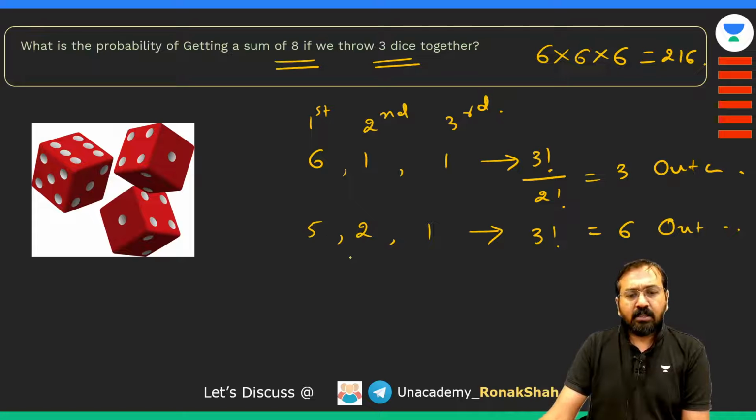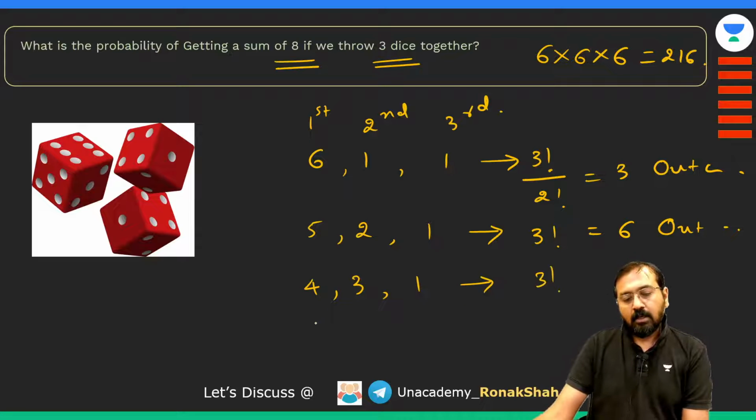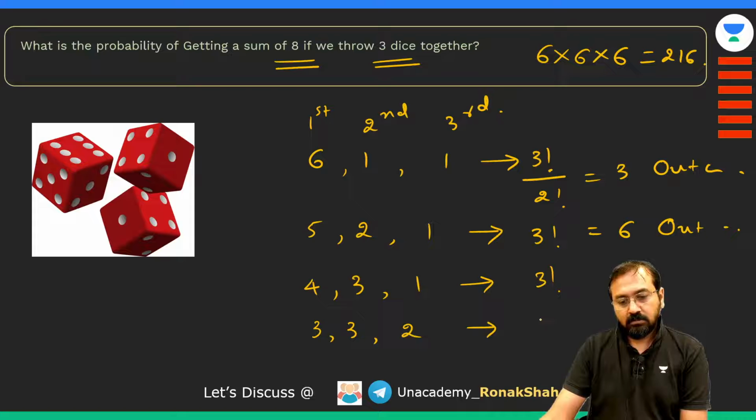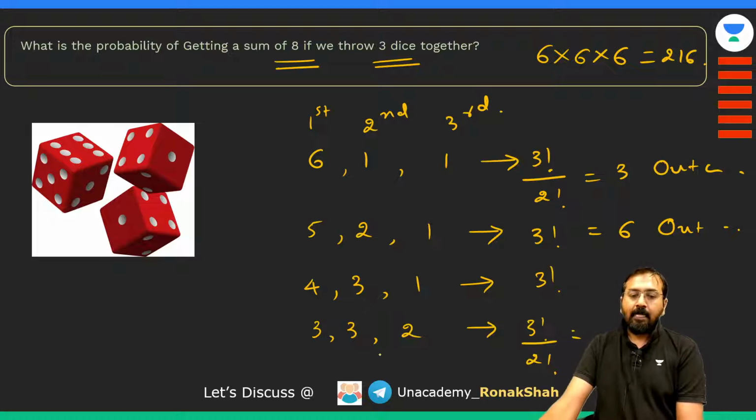Any other way to get sum of 8? 6, 1, 1 is one way. 5, 2, 1 is another way. Then 4, 3, 1 is one more way. So 3 factorial ways. Then what other ways, guys? Can I say there can be 3, 3, 2, another way, isn't that? So this is going to be 3 factorial by 2 factorial ways, right? Do we have any other way? Just think about that.